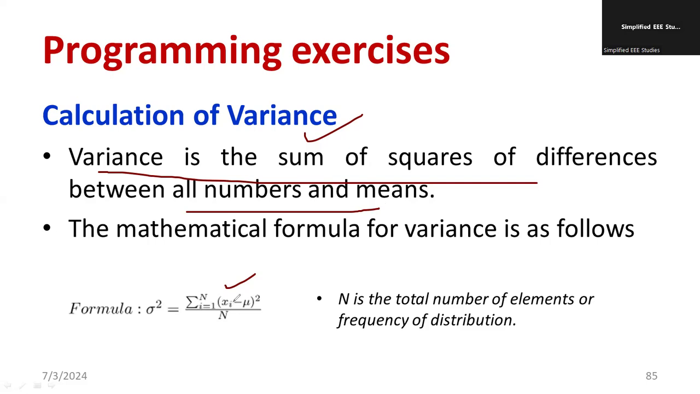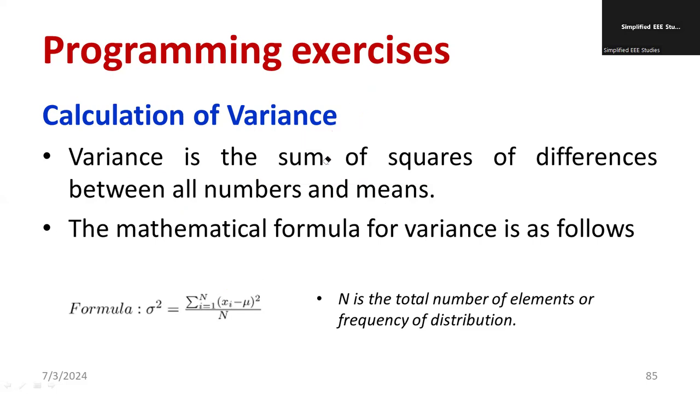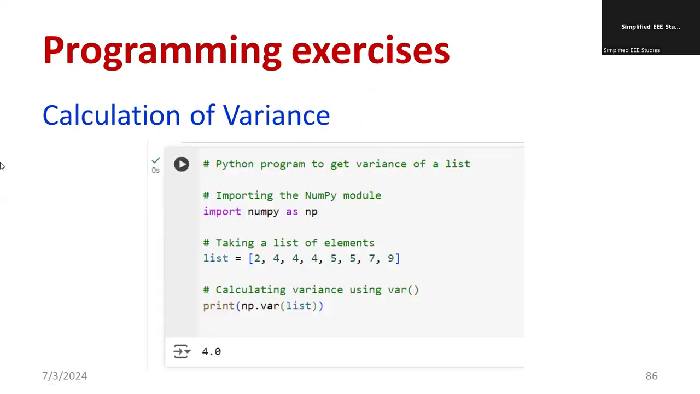Here xi is one of the numbers, and mu means the mean, or we can say the average. So this is regarding variance as a theoretical calculation. Now we'll show you how to compute the variance by using a Python program. First of all, we need to import the NumPy module. If you want, you can make an alias of NumPy as np. Then create the list of numbers for which I need to compute the variance.